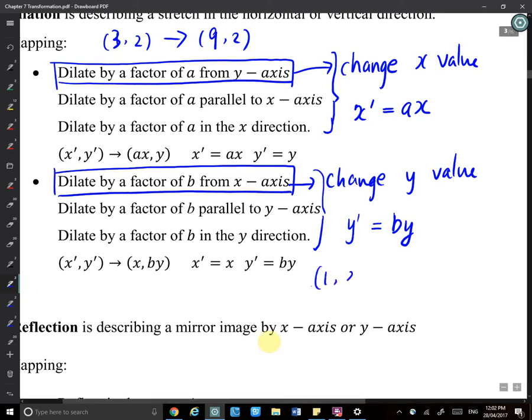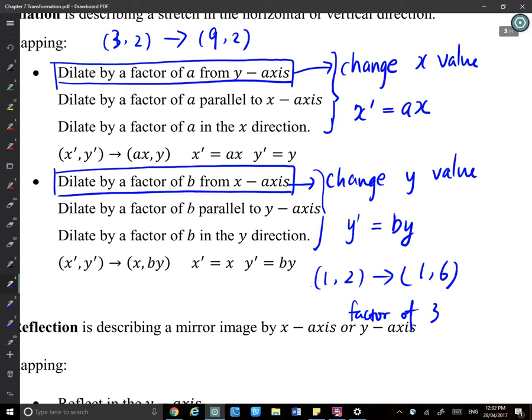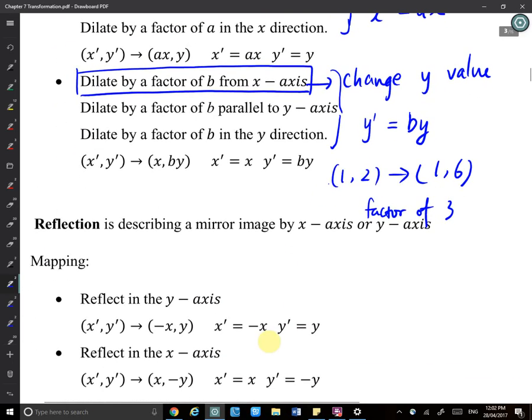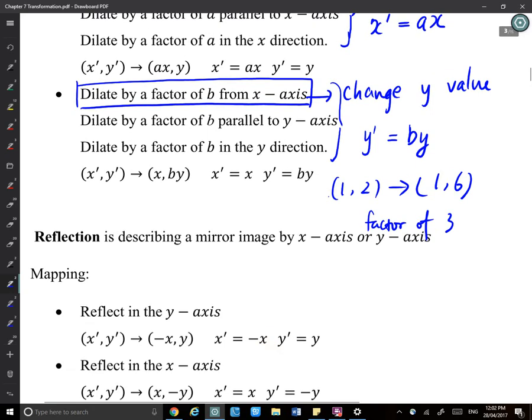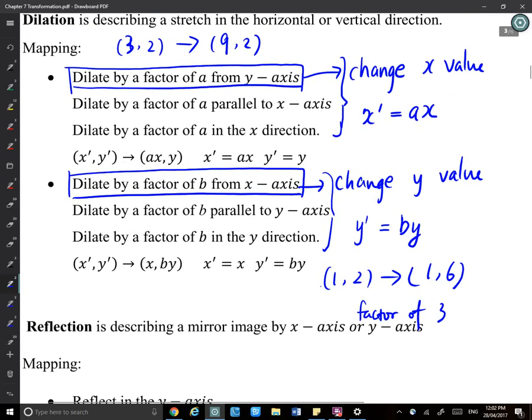So for example, (1, 2) will become (1, 6). It's a dilation by a factor of 3. You times the old y value by the dilation factor, and that will give you the new value. So new value equals the old value times the dilation factor. That's dilation. In dilation, I have two: dilate from the y-axis and dilate from the x-axis, two different sides.